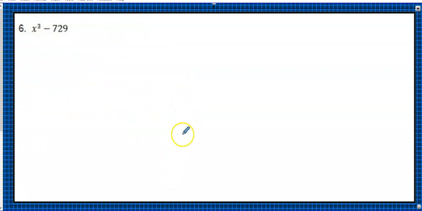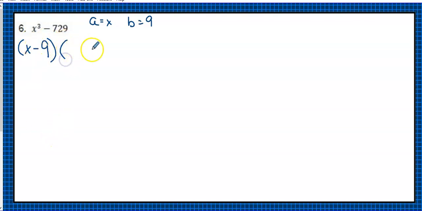Okay, so this one I'm not going to work all the way through as well, but I want you to recognize this is a difference of 2 cubes. A equals x, and b is the cube root of 729, which is 9. And then the way you're going to do this is you're going to do x minus 9 this time, because remember, if it's difference of 2 cubes, you got a minus here, and then you've got 2 pluses in your trinomial. So this is going to be x squared plus 9x plus, and then 9 squared is 81.